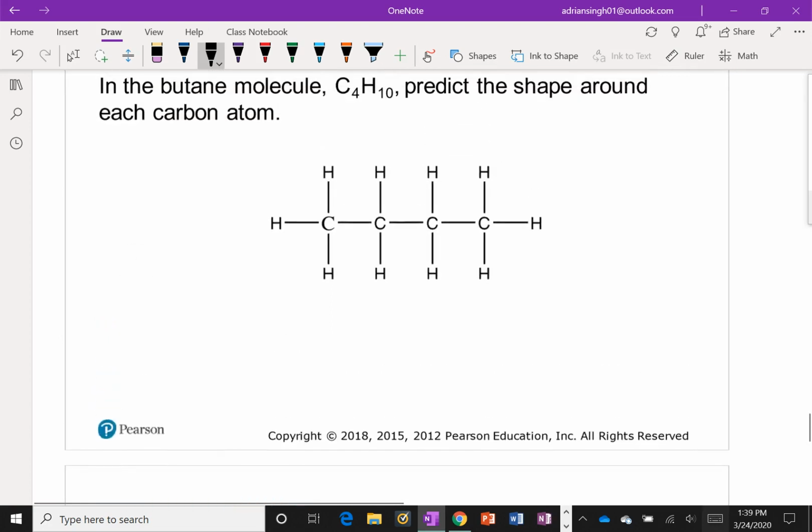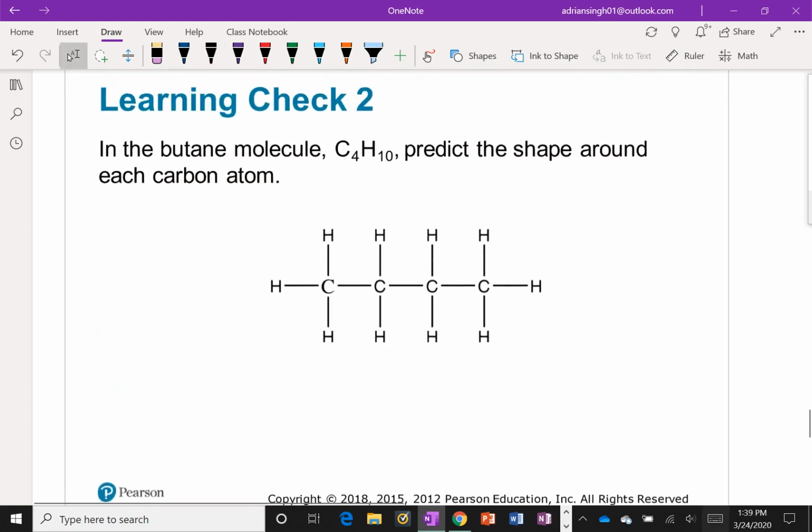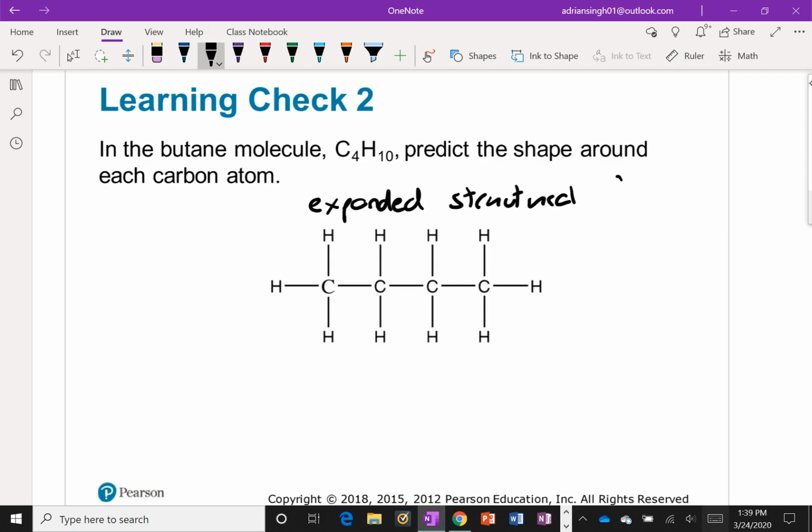All right, so here's another hydrocarbon, a saturated hydrocarbon called butane, which is something that you may be familiar with. It has a formula C4H10, and this is the expanded structural formula. It shows all the atoms and all the bonds involved.